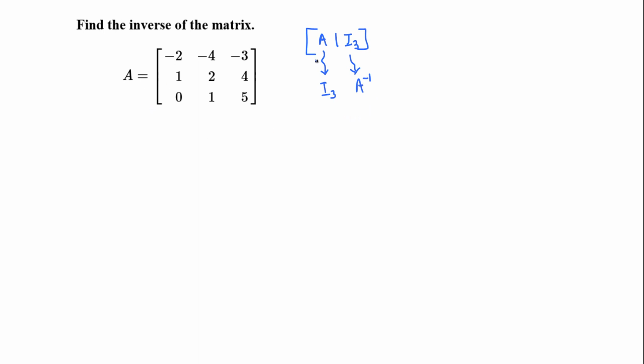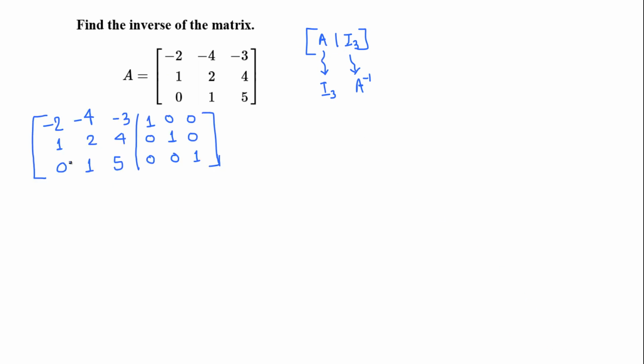Okay, so let me write A and the I3 identity matrix side by side. So I wrote A and I3 here, and I'm going to change this matrix into I3. So I need 1 at this location. Here's 1, so we can swap row 1 and row 2. So I'm going to interchange row 1 and row 2. That way I can get 1 here.